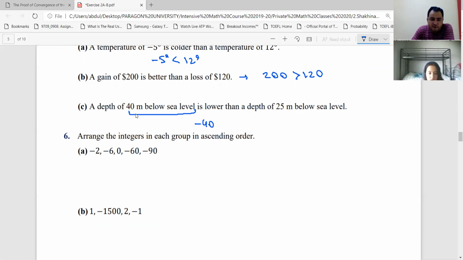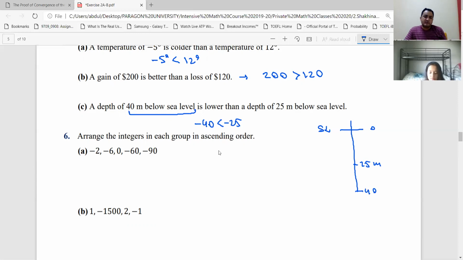It says a depth of 40 meters below sea level is lower, right? If we have sea level here at 0, you're just moving down, right? So this one is 40 meters below, and here we have 25 meters. Which one is deeper? This one is deeper, right? So we don't write 40 is greater than 25. So -40 is less than -25 because that is deeper.